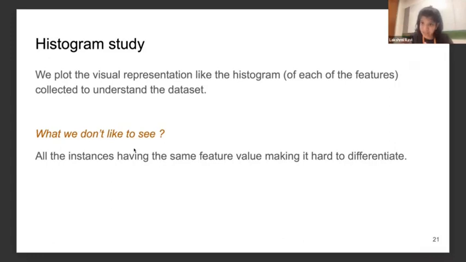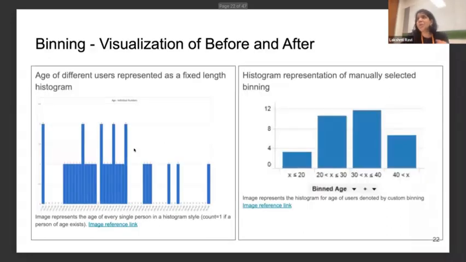So what we do like to see is things forming a cluster nicely, visually representing that all these particular categories belong together and all these other categories belong together. So can we study all of them in the histogram? No, but the histogram does give some important signals on whether we should do some transformation or not. So one example is binning.